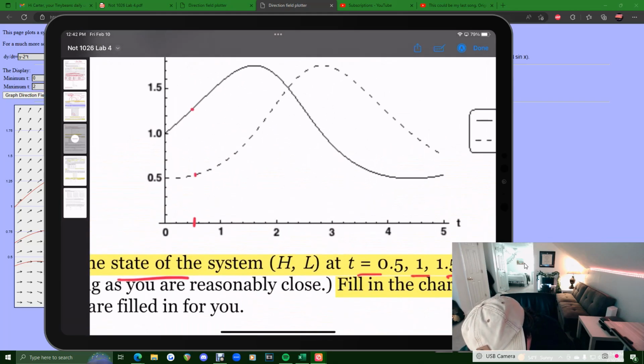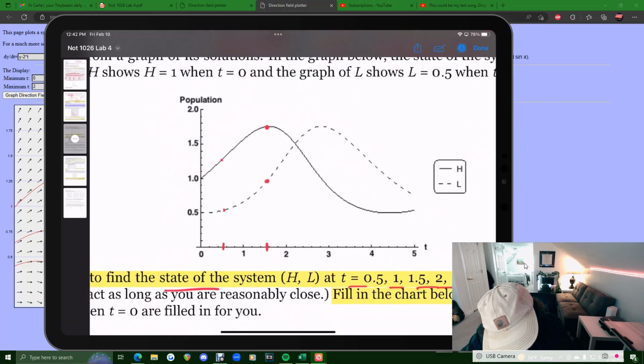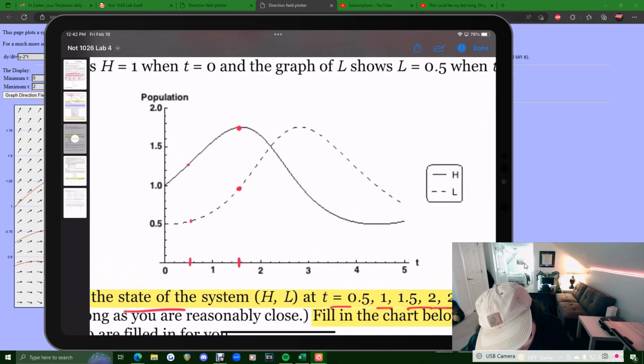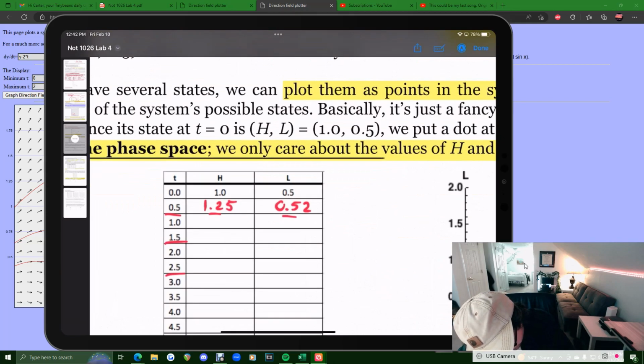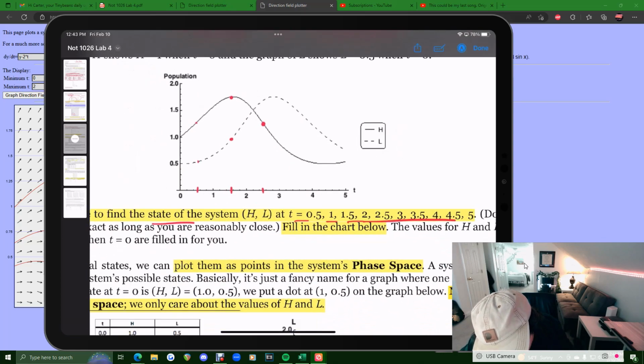So at 1.5, we're looking here, maybe right at that max. So H, the solid line, would be maybe 1.7, and then L would be maybe 0.9. 1.7, maybe 0.9, and then let's do one more, 2.5. We see that H starts to go back down, so it looks like it's returned to where it was at 0.5, so maybe 1.2-ish.